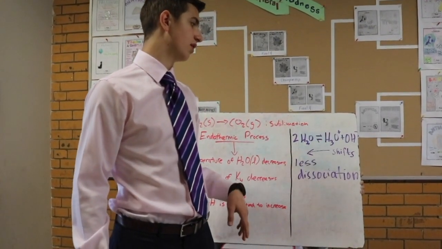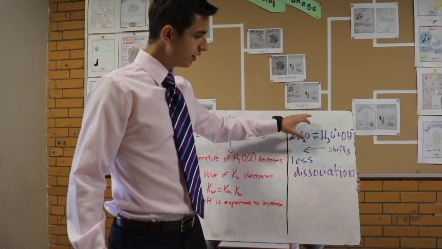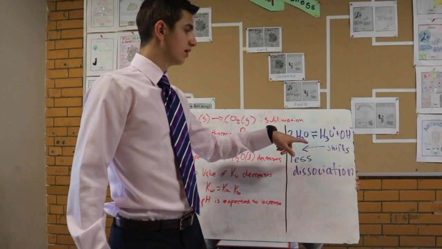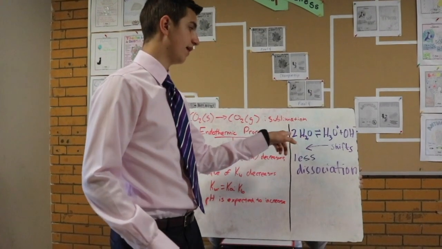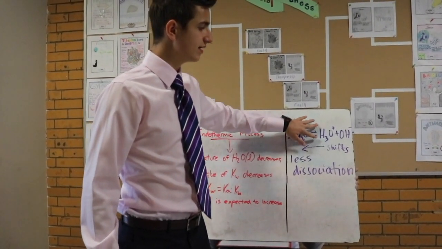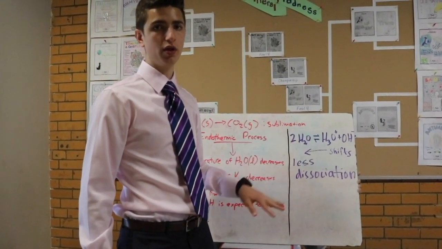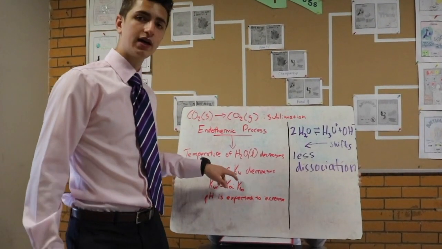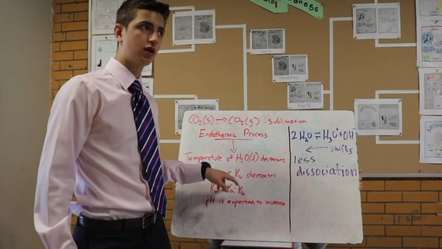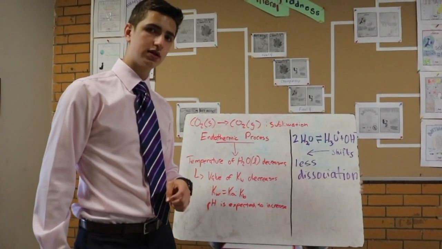dissociation equation for water, if we take energy away from this reaction, that means it'll actually shift to the left, which means there will be less dissociation of H3O+. And what does this mean? Well, that means that the value of Kw, which is our dissociation constant, will actually decrease.